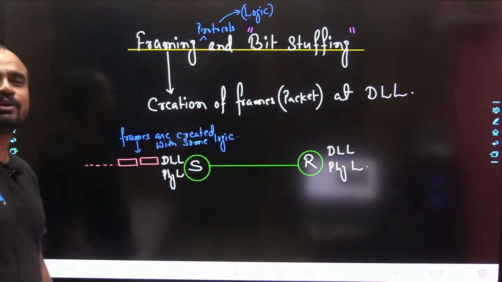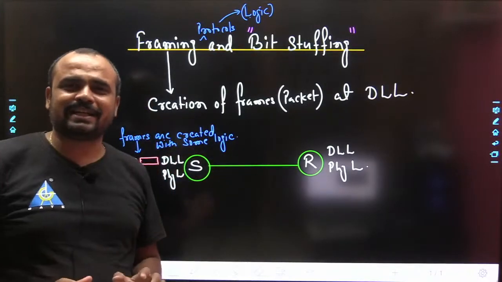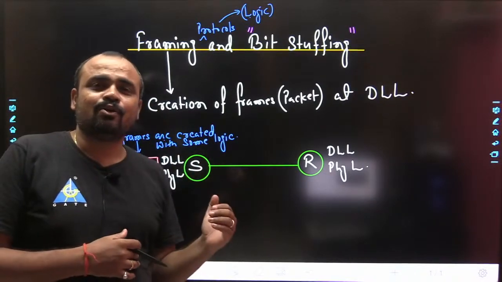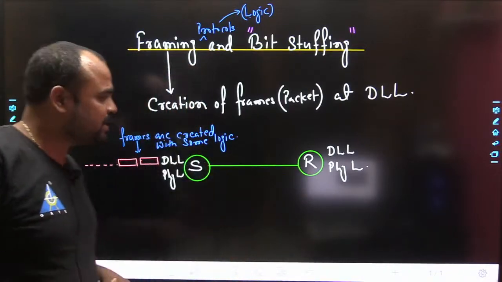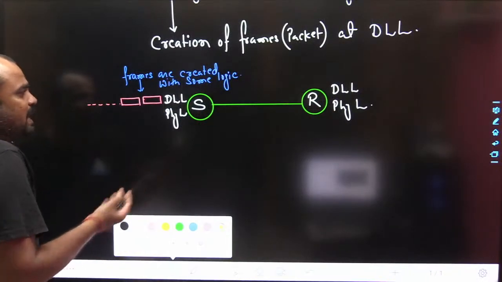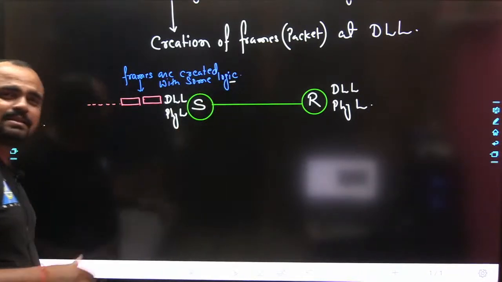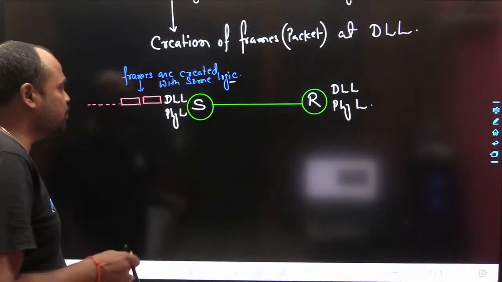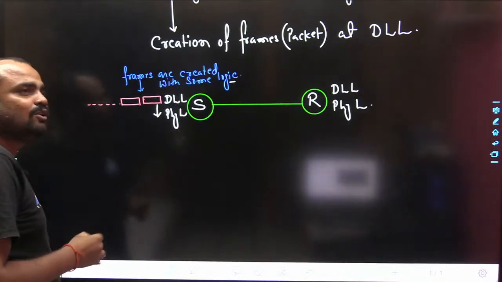Are you getting my point or not? So framing protocol means creation of a frame requires some logic. Whenever we are creating a frame at the sender side, it requires some logic. Why we require the logic, you will understand at the receiving end. Please try to understand. At the data link layer, the frames will be created, and whenever you are creating a frame, you will apply some logic. That logic we have to learn inside the framing protocol. Once this frame is created and transmitted to the physical layer, what will happen?